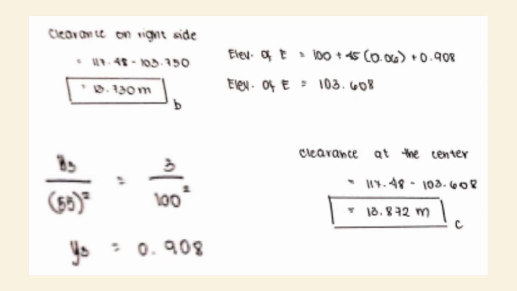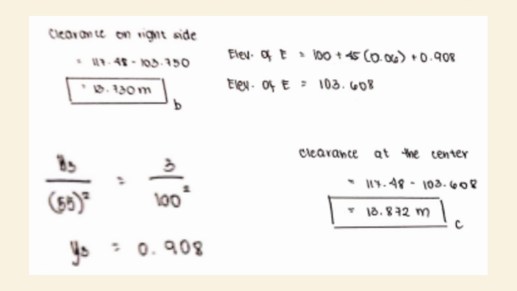Now that we have the value needed, we can now solve for the clearance on the right side of the bridge. So the clearance on the right side of the bridge is simply elevation of D subtracted from the elevation on the underside of the bridge. So it is 117.48 minus 103.750. Thus, the clearance on the right side of the bridge is 13.730 meters.